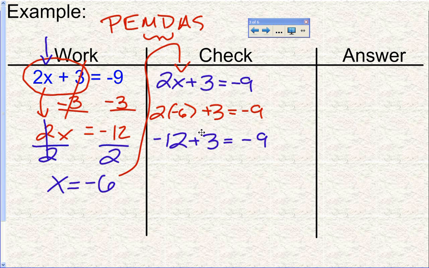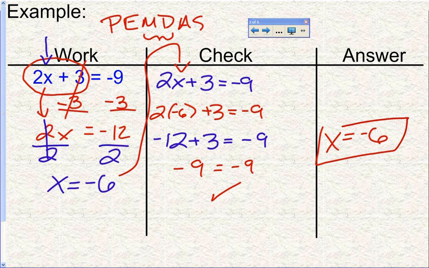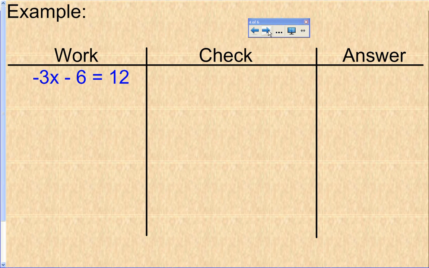Negative 12 plus 3 is negative 9, which is what we want it to be equal to. So we got the right answer. We found the magic number that will work in here. There's only one of them, and we just found it. So I rewrite my answer, x equals negative 6. It's as simple as that. It's all of the stuff that we learned for one-step equations, just putting it together into two steps. And it's not anything new, it's just a matter of learning what order you do them in. So let's look at another example.